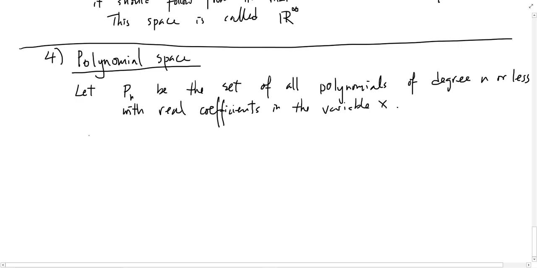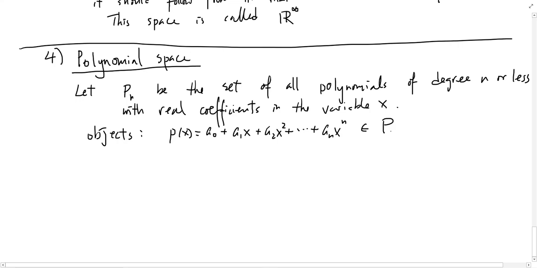I have to define first what the objects are. So I'm going to define all the objects to be the following. All objects within P sub n would look something like this. P of x will be equal to a sub 0 plus a sub 1 x plus a sub 2 x squared plus dot dot dot plus a sub n x to the n. And that would define an object in P sub n. So that would be a polynomial of n degrees or less.